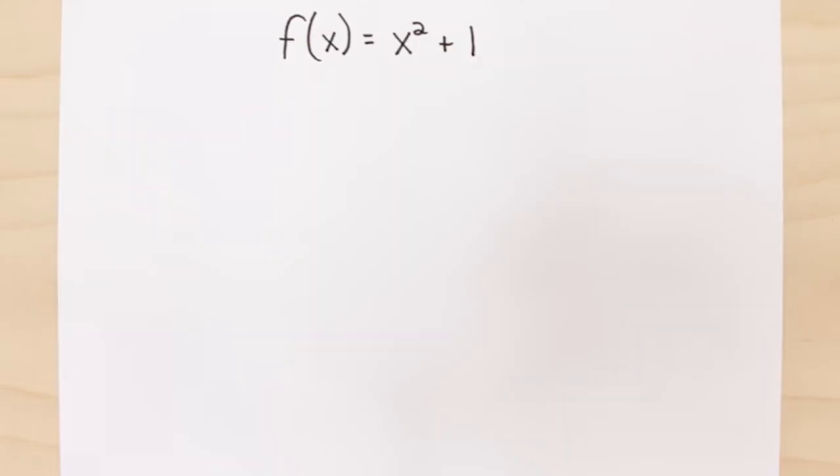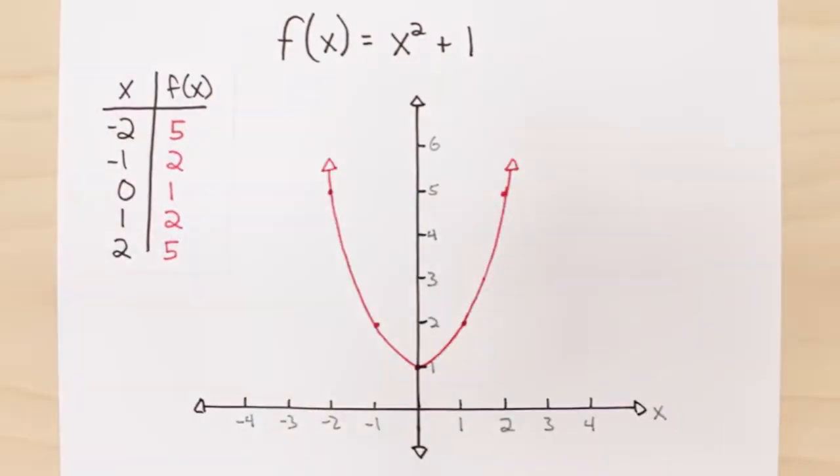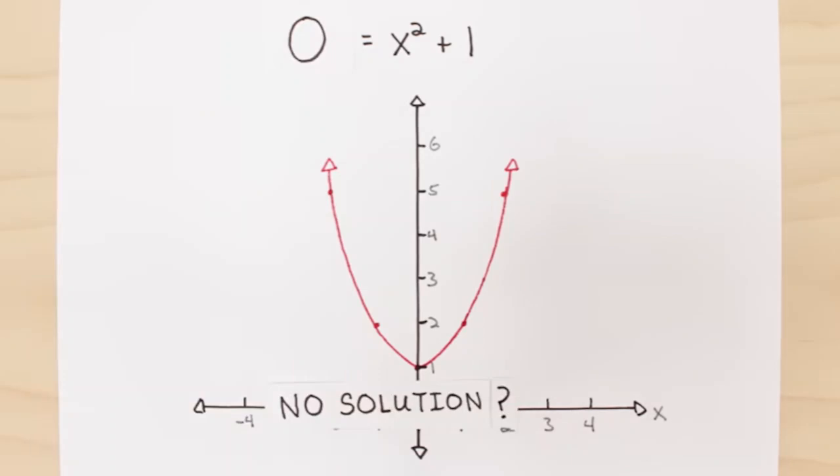Let's say we're given the function f of x is equal to x squared plus 1. We can graph our function and get a nice parabola. Now, let's say we want to figure out where the equation equals 0. We want to find the roots. On our plot, this should be where the function crosses the x-axis. As we can see, our parabola actually never crosses the x-axis, so according to our plot, there are no solutions to the equation x squared plus 1 is equal to 0.